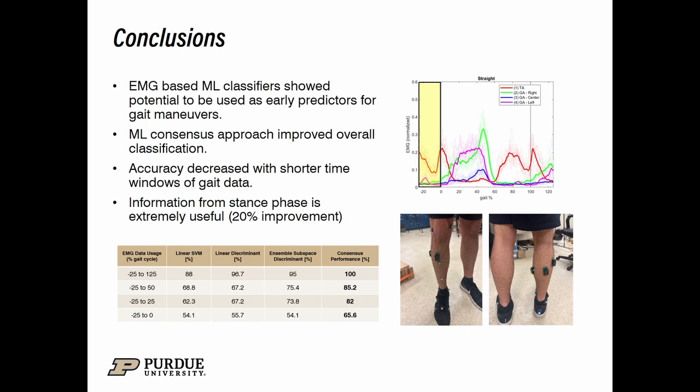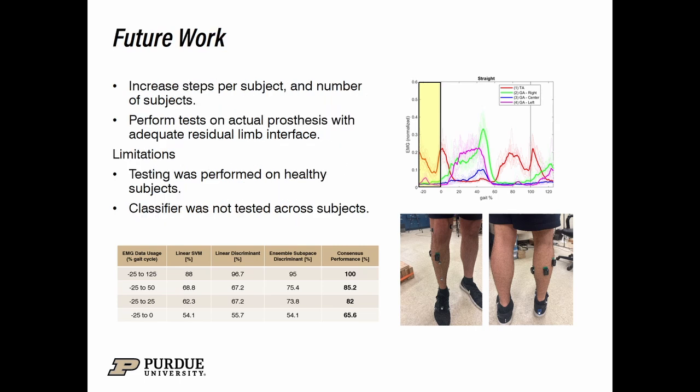The ML consensus approach improved overall classification over individual classifiers, and of course, accuracy dropped as we decreased the EMG dataset. Future work includes increasing the number of steps per subject and the number of subjects. Also, ideally, we should validate our hypotheses with actual prosthesis users, which goes into the limitations of this project, where testing was performed on healthy human subjects and the classifiers were not tested across subjects.